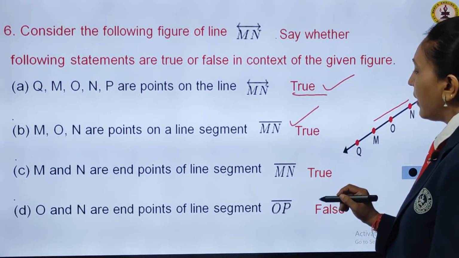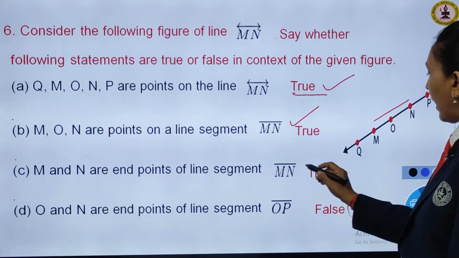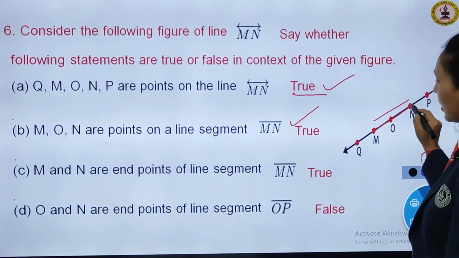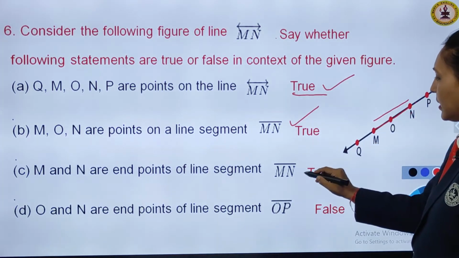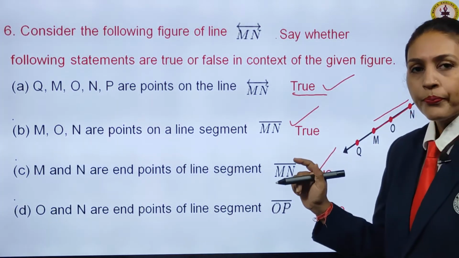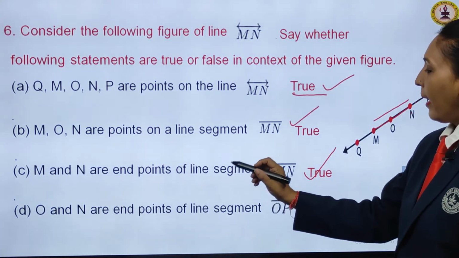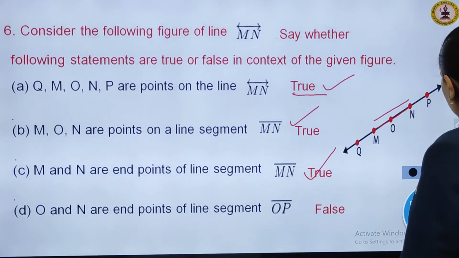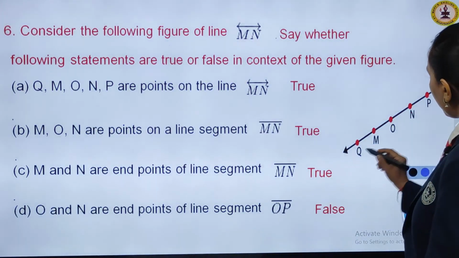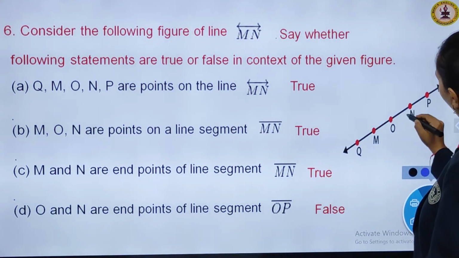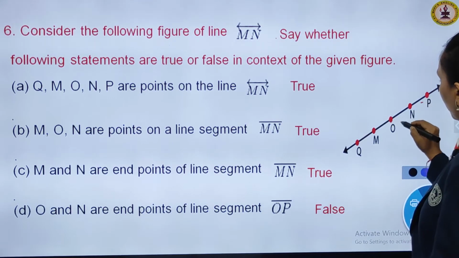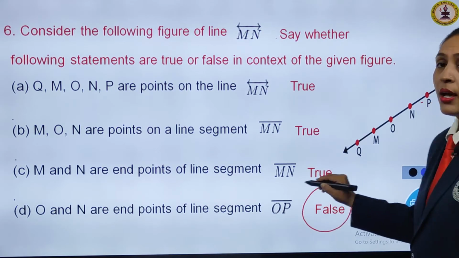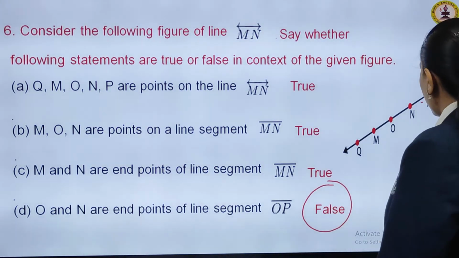M and N are the end points of line segment MN. Line segment MN is which here? Are they end points of line segment MN? Yes, children. So the statement here also true. One more. O and N are the end points of line segment OP. Now let us see which is line segment OP. Line segment OP is here. Then O and N are the end points. No, the end point of OP is O and P, not O and N. That means our statement is false. Okay, so let us move to the next part.